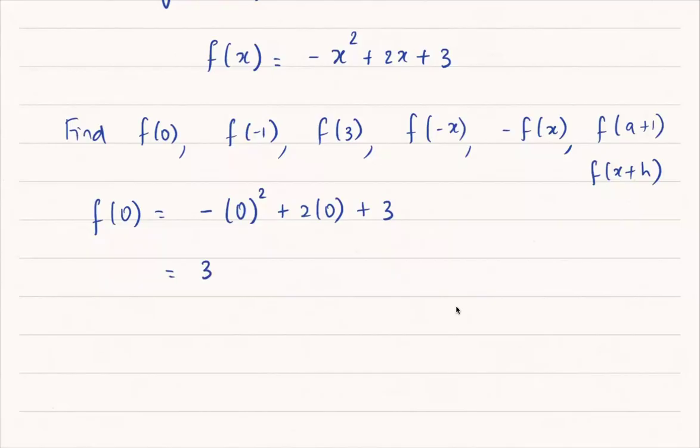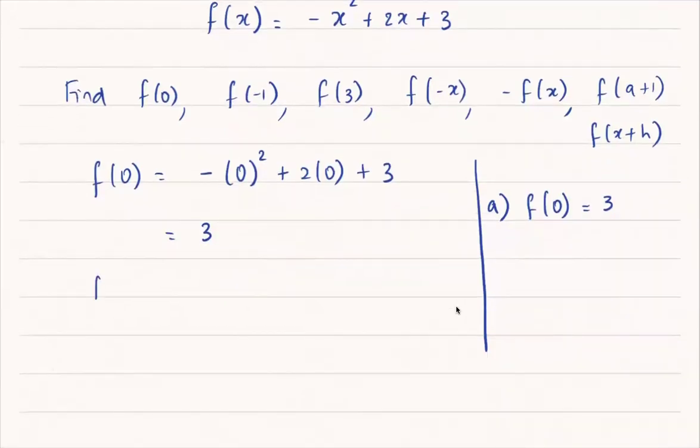So your answer to, let me just put the answers here. Suppose if this was part A, you will write the answer as f of 0 is equal to 3. Now, if you were graphing later on, then 0, comma 3 is a point on your graph, but we will see that later. Now I'm going to follow the same steps to complete the rest of the questions.